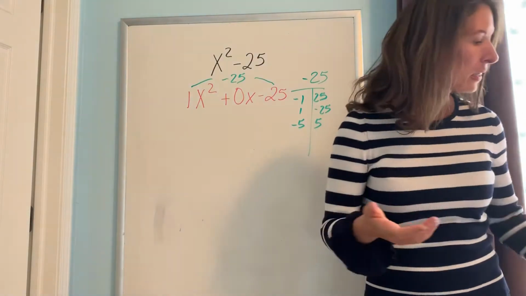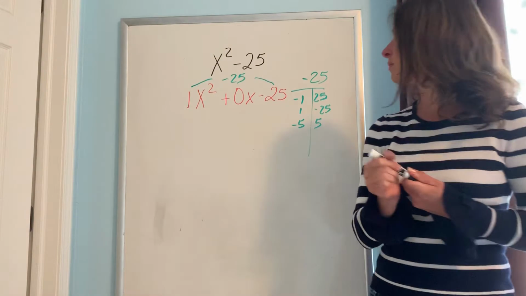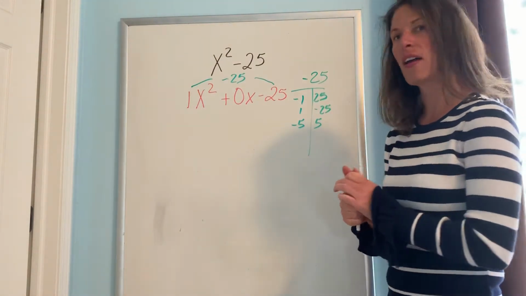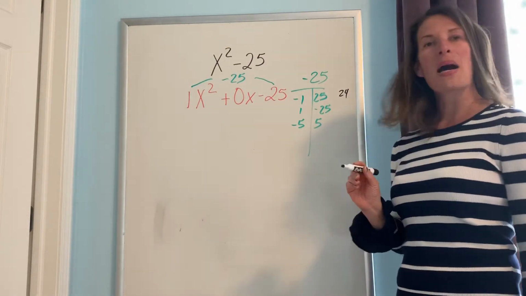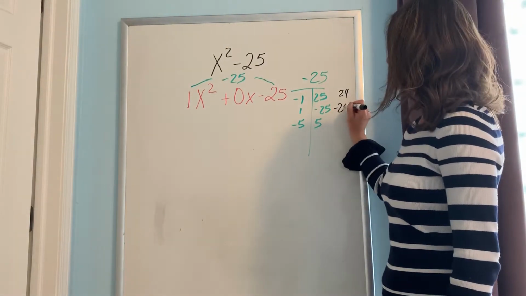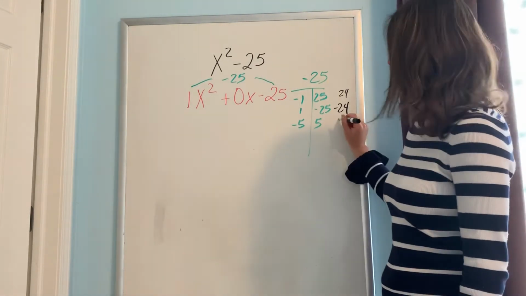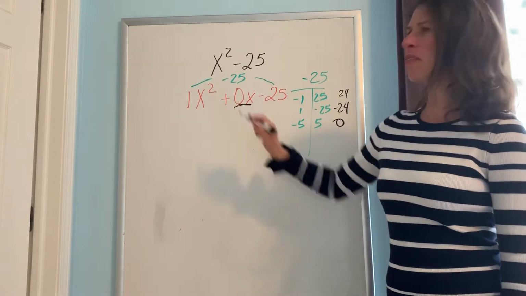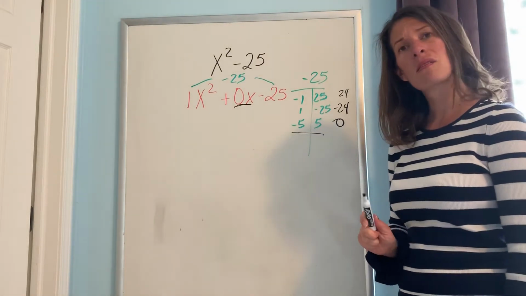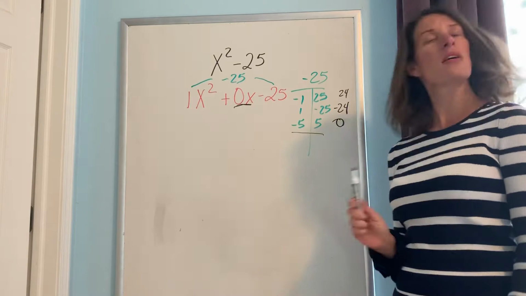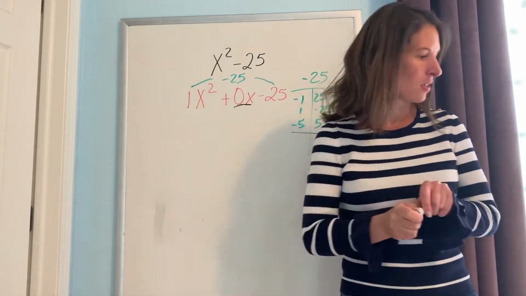So let's look at this. Negative 1 plus 25 is 24. 1 minus 25 is a negative 24. Negative 5 plus 5 is 0. We are looking for a 0. So we're just going to substitute this in. We're going to substitute negative 5x plus 5x, and we're going to factor. We already know how to do the rest of it.